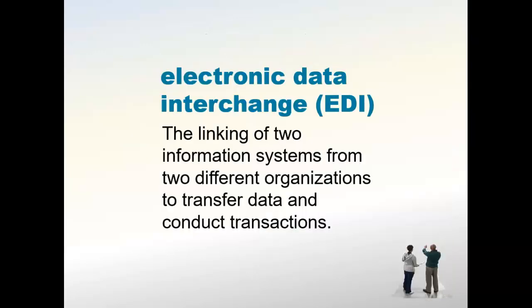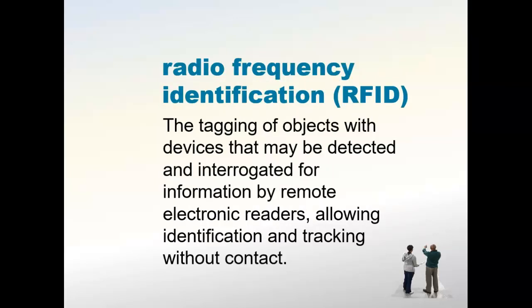So for definition purposes, electronic data interchange, or EDI, refers to the linking of two information systems from two different organizations to transfer data and conduct transactions. And for definition purposes, radio frequency identification, or RFID, refers to the tagging of objects with devices that may be detected and interrogated for information by remote electronic readers, allowing identification and tracking without contact.